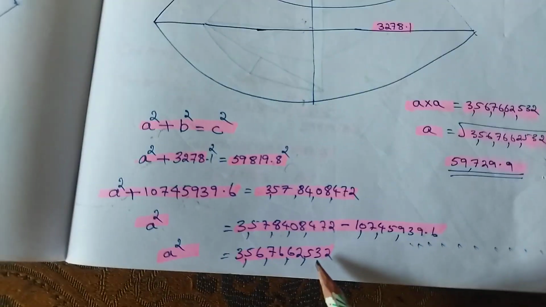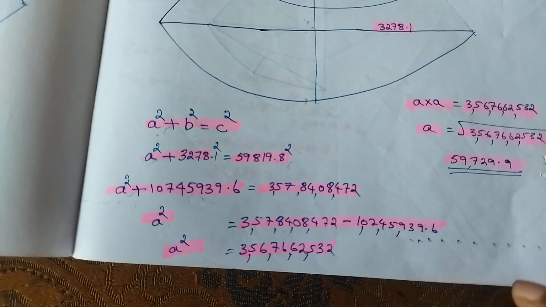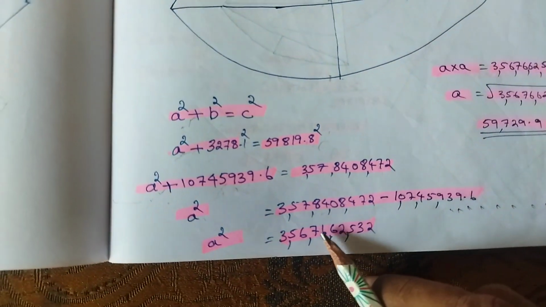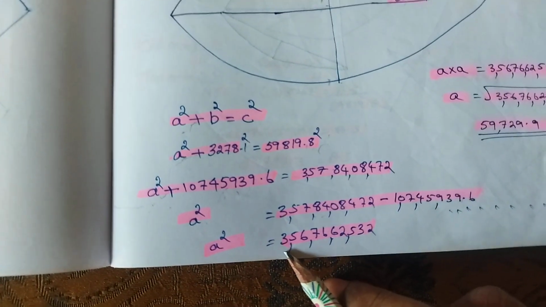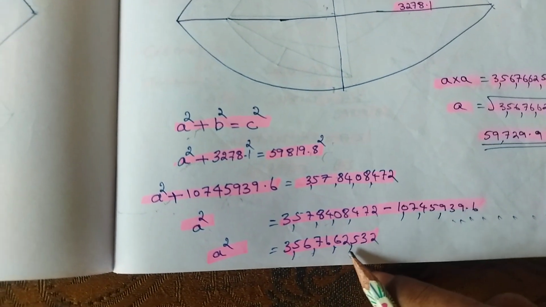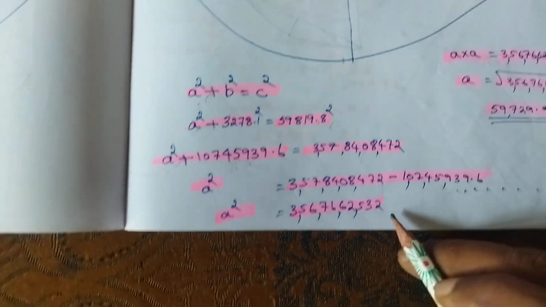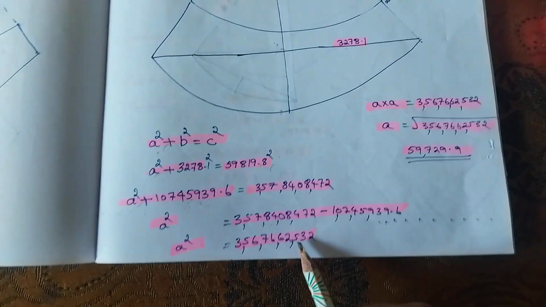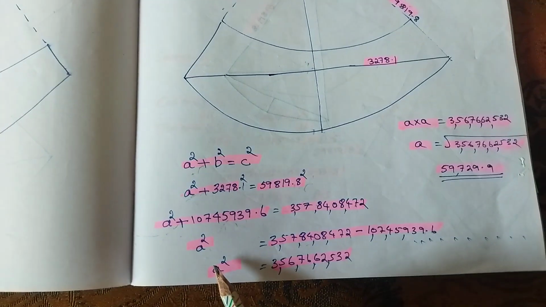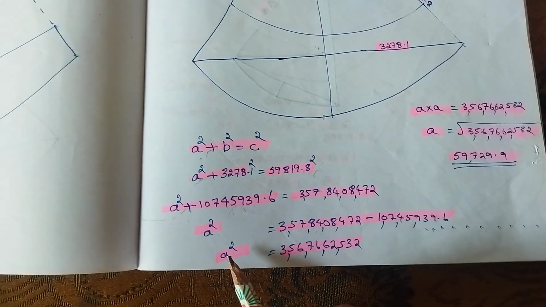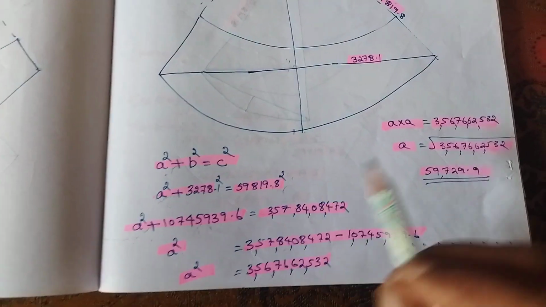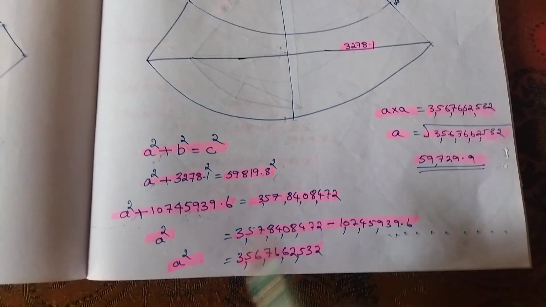It is a lengthy measurement, so I don't just tell its value. Actually, it is 356 crore and 76 lakh and 62,532. Okay, A square is this much. But we have to find out A. A square means A has to be multiplied by A. A into A is A square.